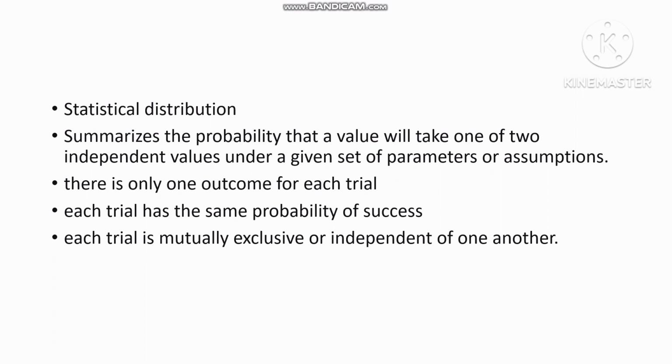So what is the probability? There are two outcomes. It will be either head or tail. So it will take one of the two independent values. That is an example. And the third point is there is only one outcome for each trial. As I have said in the example, it can be either head or tail. And each trial has the same probability of success. So this is a 50% chance that you will get head or a 50% chance that you will get tail.